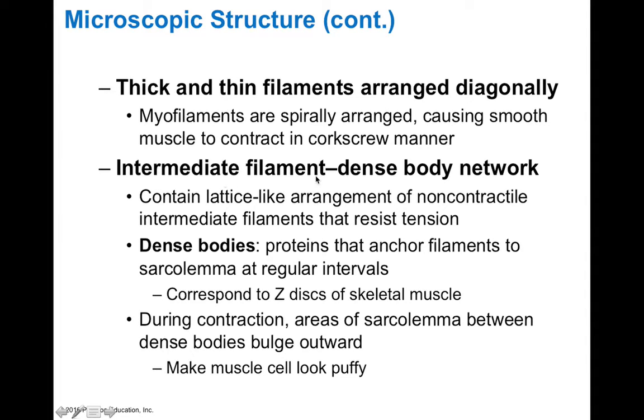Instead, what we have is this intermediate filament dense body network, which is a lattice-like arrangement of intermediate filaments that resist tension. And dense bodies are kind of like the anchoring sites, like the Z-discs, for these intermediate filaments. And so during contraction, the sarcolemma actually starts to bulge outward between these dense bodies because the cell kind of bunches up and it makes the cell look kind of poofy.